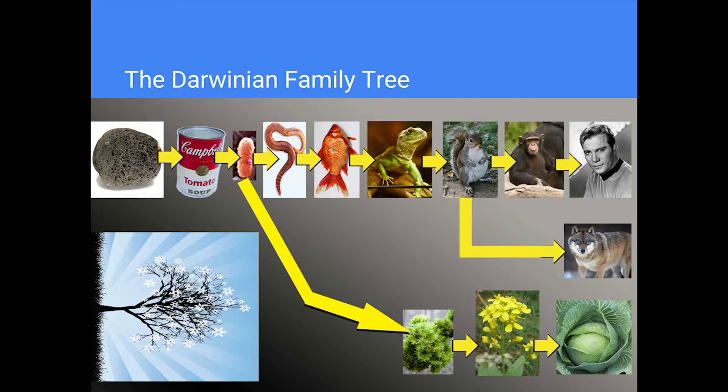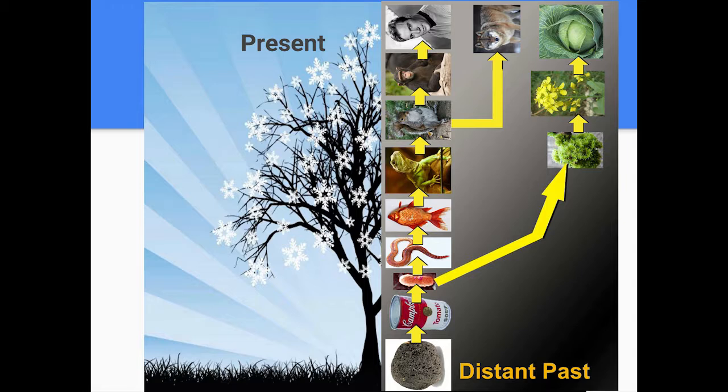So here is essentially the Darwinian family tree. As I've shown here, the tree is laying down on its side, but let's flip it up. So the distant past is at the bottom and the present is up at the top. We start off with rocks. Rocks became soup. Soup became something like bacteria, which branched out both in the direction of plants and animals. And then bacteria somehow became worms, it somehow became fish, that became lizards, that became rodents, became primates, which became us. And at the apex there, Captain James T. Kirk of the Starship Enterprise.